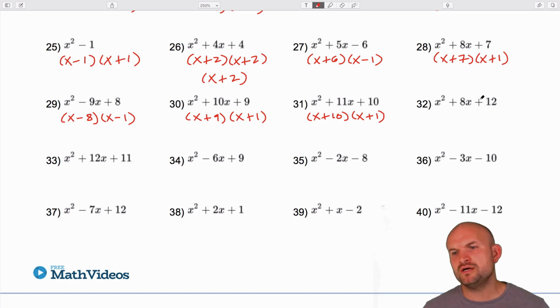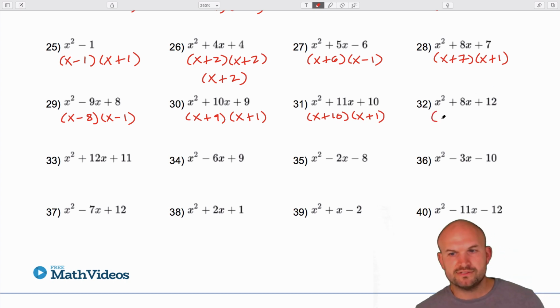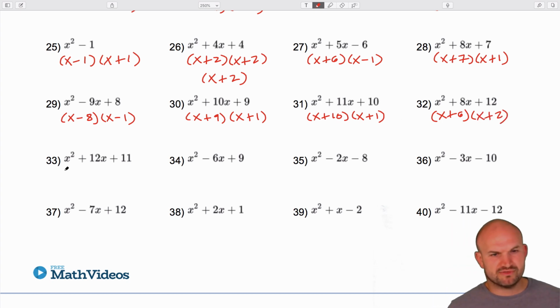So we're looking for the sum of my two factors that's going to give me 8. So again, we have 4 and 3, that gives me 7. Nope. 6 and 2, which gives me 8. The other sum would be 12 and 1, which gives me 13. So this is going to be an x plus 6 and an x plus 2. Next, 11 and the sum is 12. Well, obviously that's going to be x plus 11 and x plus 1.